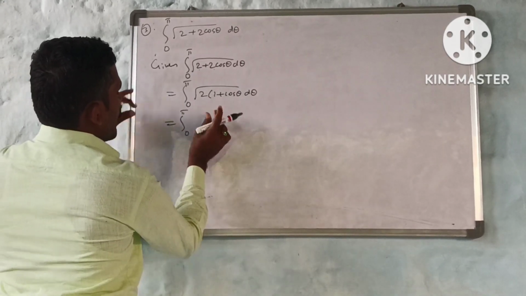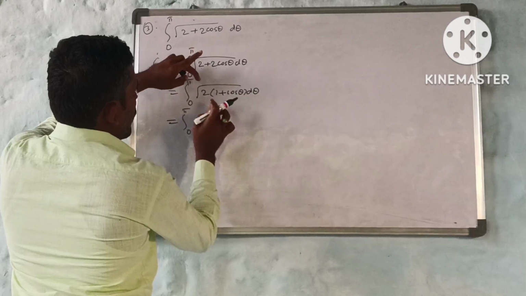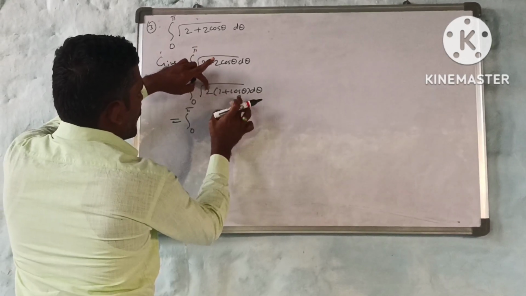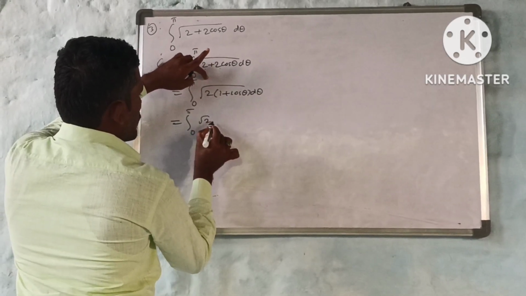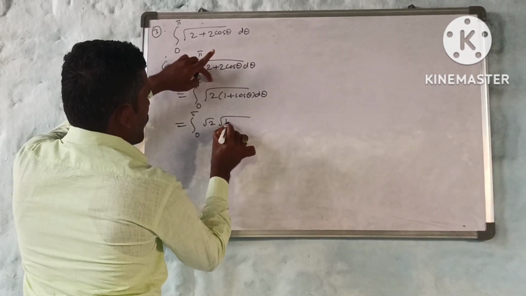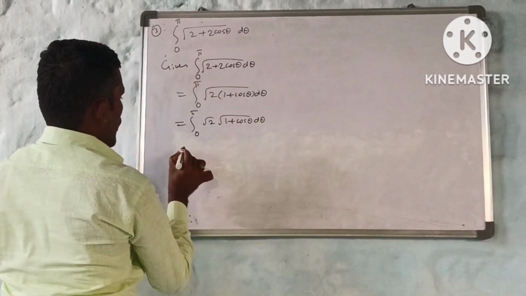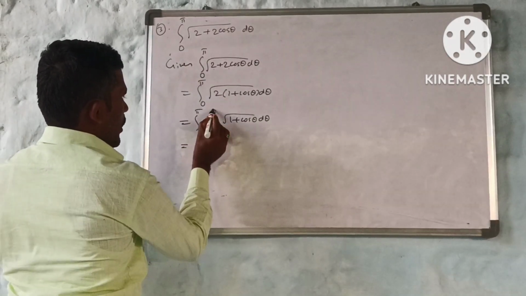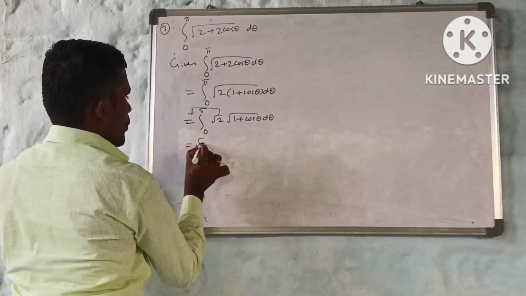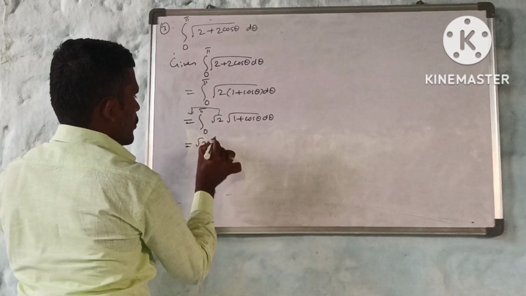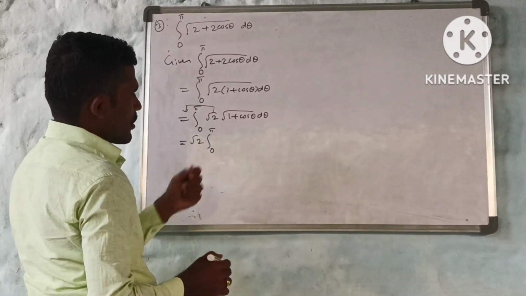So this is a root of 2 times 1 plus cos theta, which can be written as root 2 into the root of 1 plus cos theta d theta. And root 2, being a constant, we take outside of the integration. So root 2 times the integration from 0 to pi of the root of 1 plus cos theta.